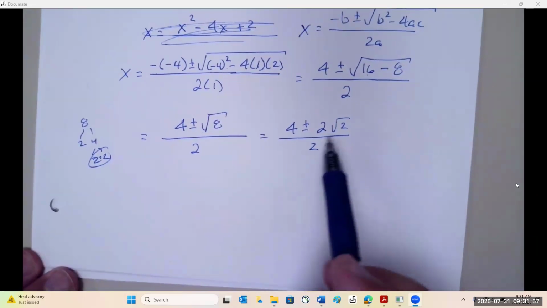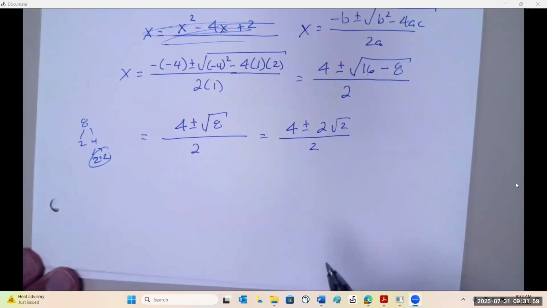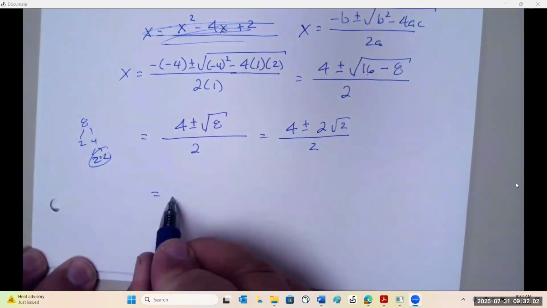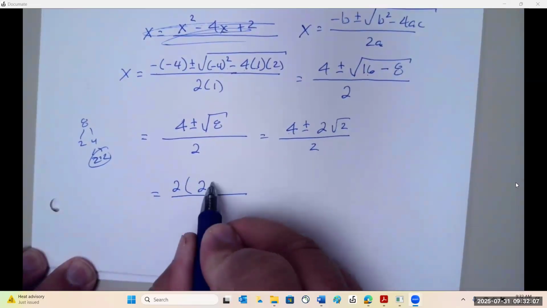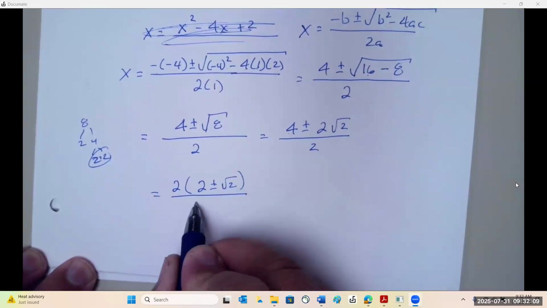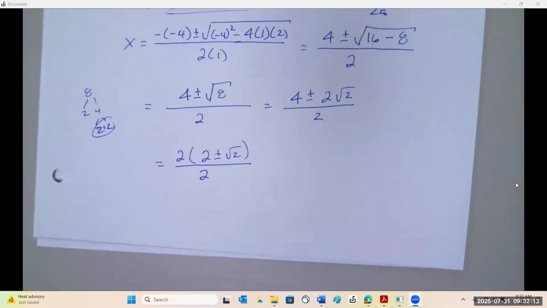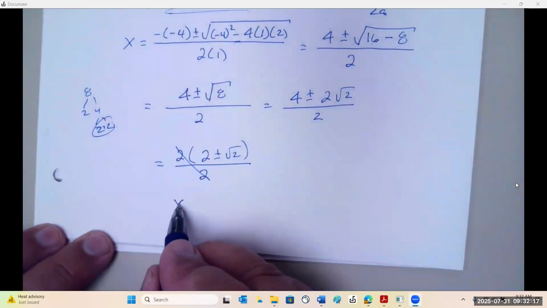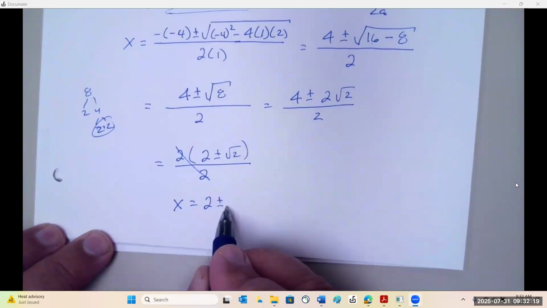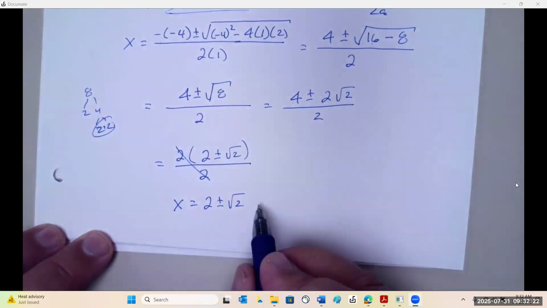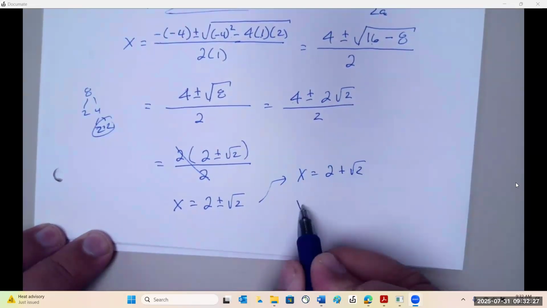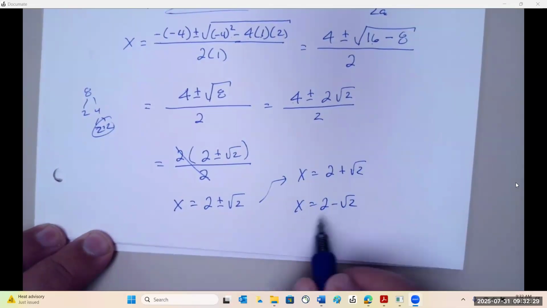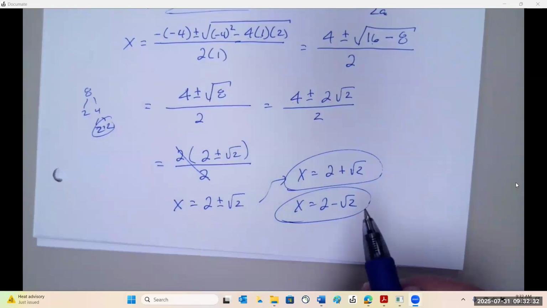Again, we've done that how many times in the semester? The square root of 8. On the top, what do they both have in common? They both have a 2. So I can factor out a 2 on top. Those cancel. So my last 2 answers are x equals 2 plus radical 2, x equals 2 minus radical 2. Those are my 4 answers.